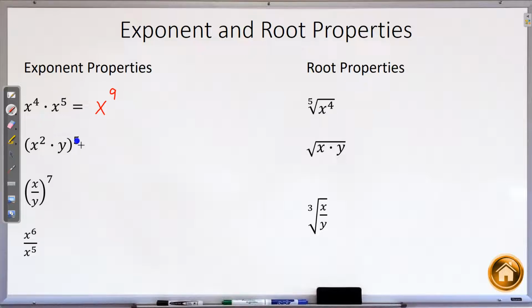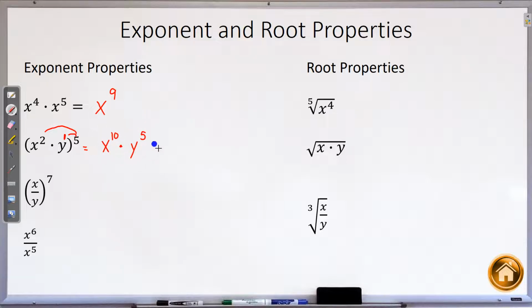As opposed to here, if that fifth power is on the outside of parentheses, now you multiply those exponents. And technically there is a 1 right there, so this one multiplies. So 5 times 2, that means we have x to the 10th, y to the 5th. There we go. And here we can't do anything because the bases are not the same, and so we can't add the exponents here.